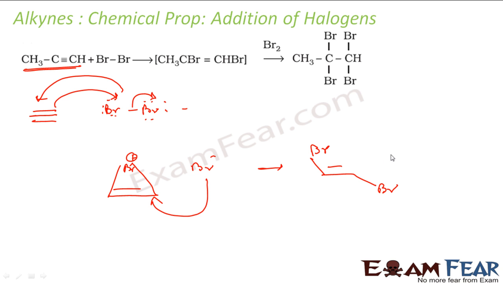You repeat the same process again. You have Br, right? This will attack here. This bond breaks, and this you see will attach to this carbon, right? So again the same thing will happen, and you will finally get this compound.